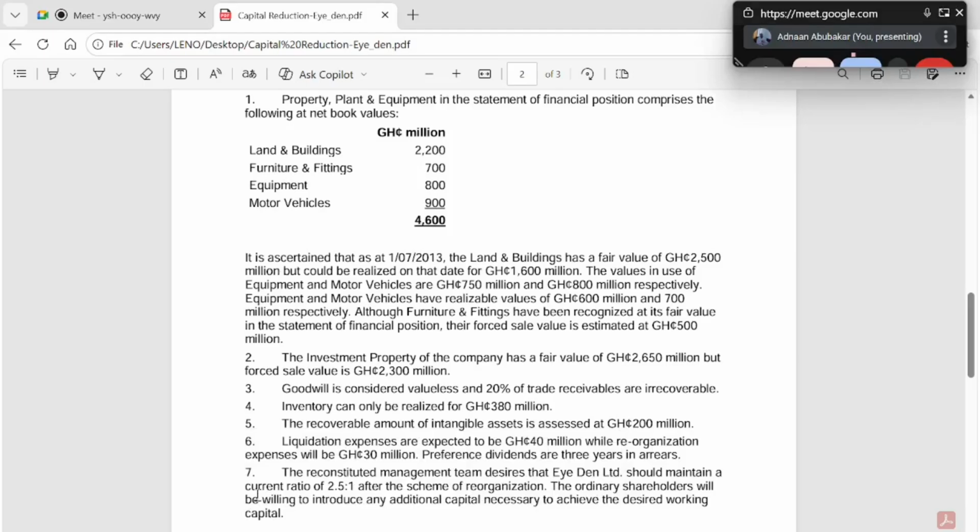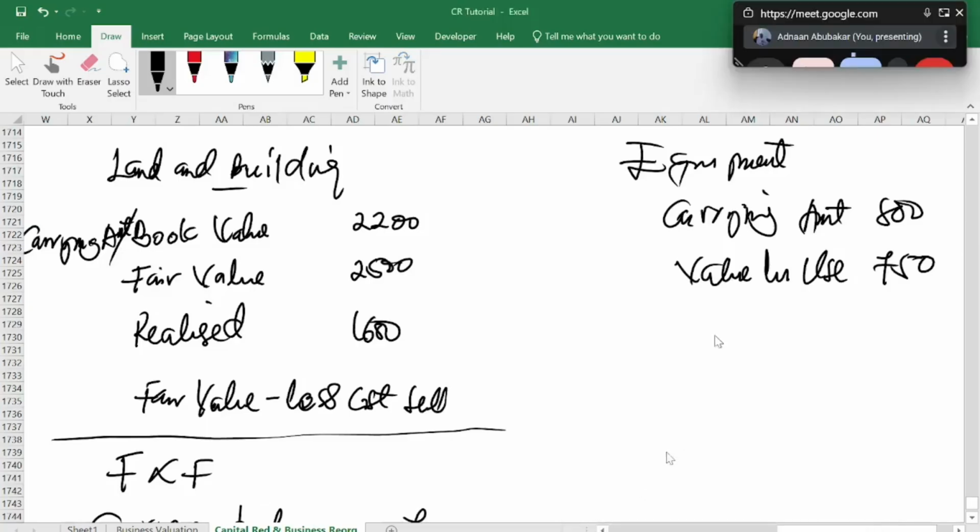It says that equipment and motor vehicle have realizable value of 600 and 700 respectively. So which one belongs to equipment and which one belongs to motor vehicle? 600 belongs to equipment, that's what we call the realizable value, and 700 to motor vehicle. So realizable is how much? 600. Have you seen it? Good.